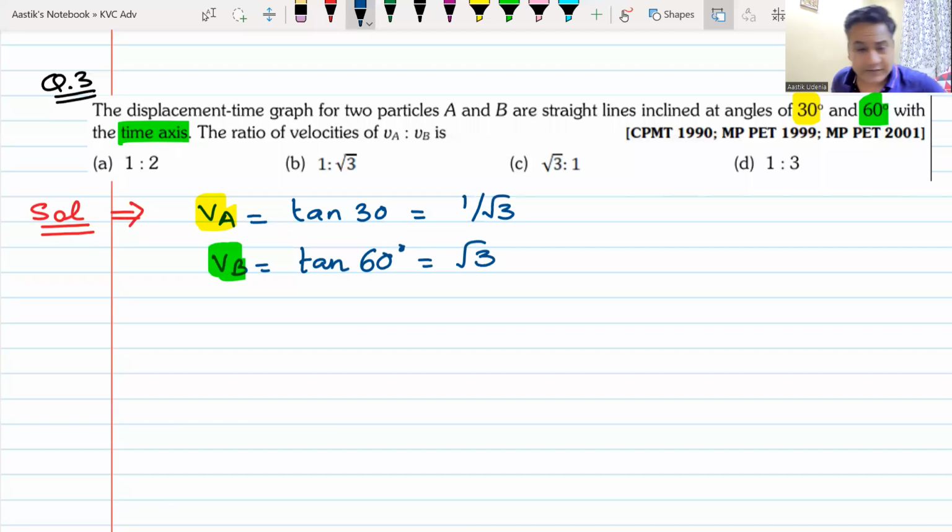The rest is pretty simple. Ratio of tan 30 and tan 60, and the answer is what we have got: 1:3. Everyone got this answer? Yes or no? Are you getting some confidence? Okay. Comes the next question, my dear friends.